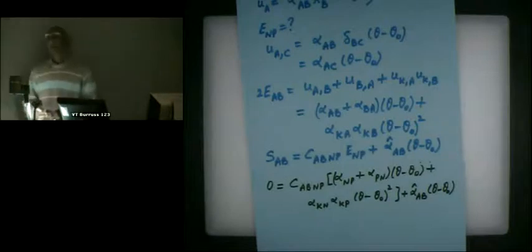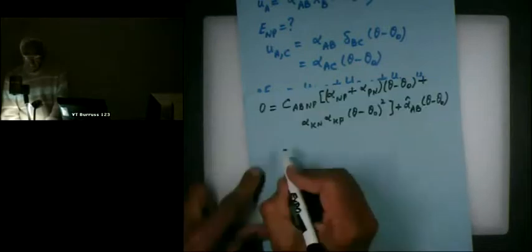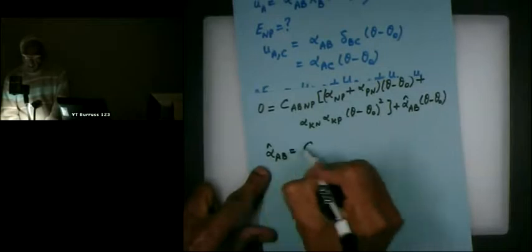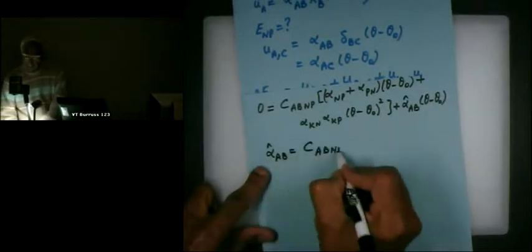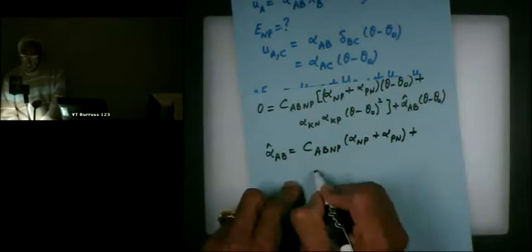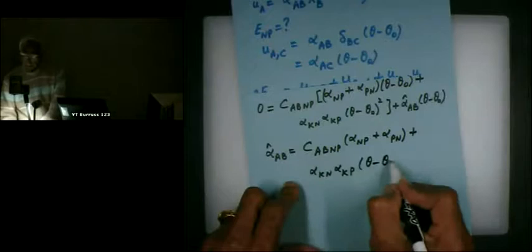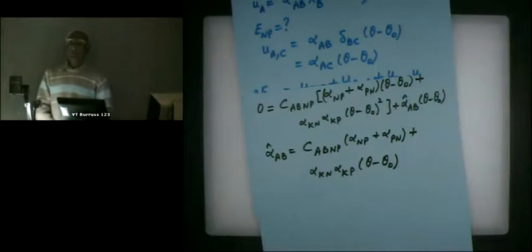And therefore we can get alpha hat_AB equals C_AB NP times alpha_NP plus alpha_PN plus alpha_KN alpha_KP (theta minus theta_0), because you can divide by theta minus theta_0.